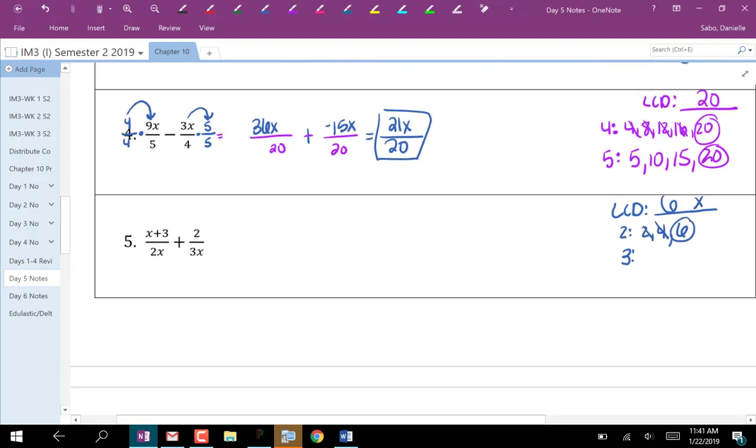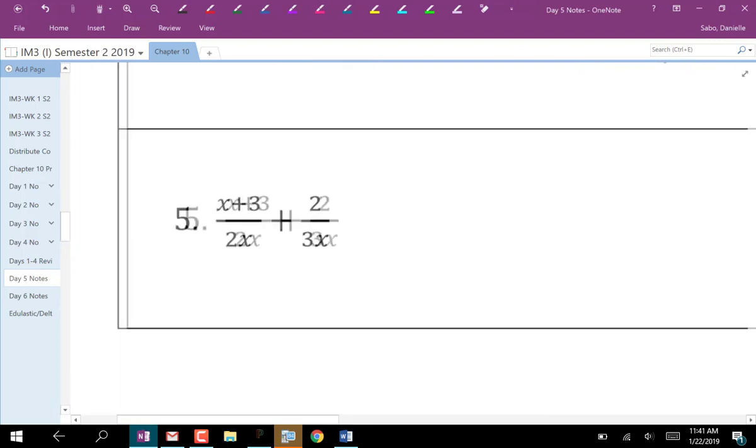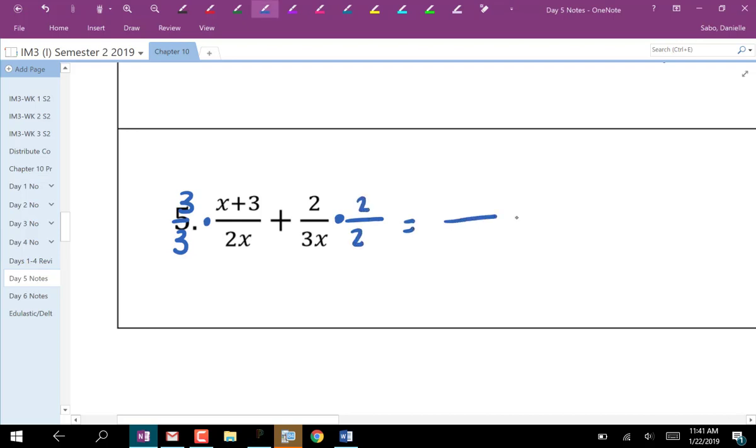So then I have to go over here and say, okay, what times 2 will get me 6? 3. So I have 3 over 3. And let's go to the other one. What times 3 gets me 6? 2. 2 over 2. Now I know for a fact if you look at your LCD off to the right, it was 6x. And that's true, because look, 3 times 2x gets me 6x.